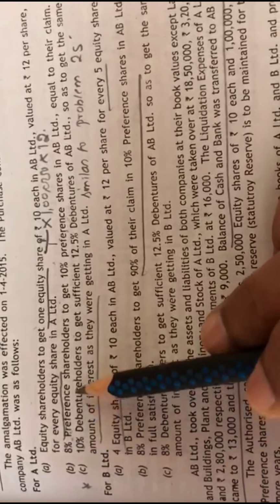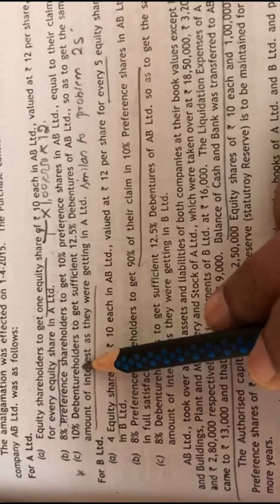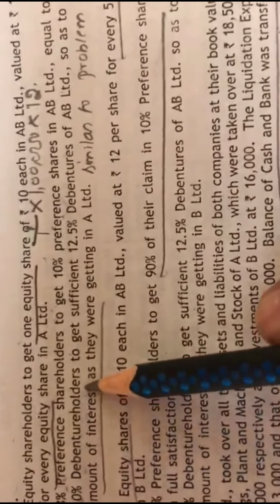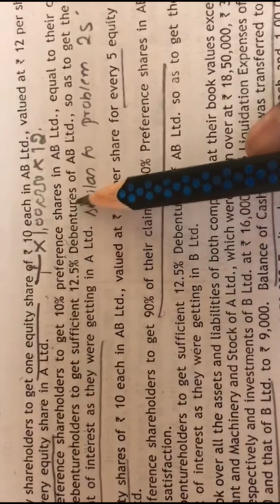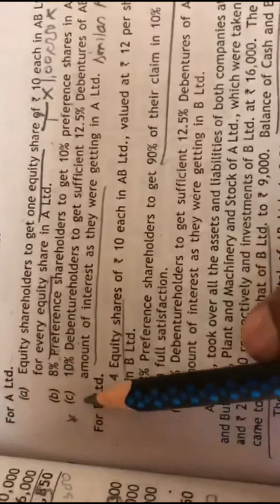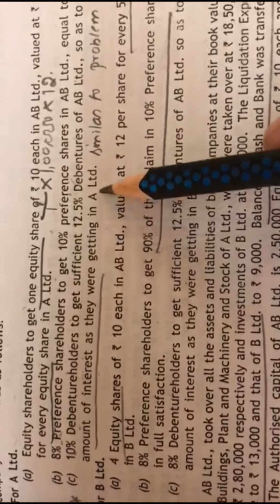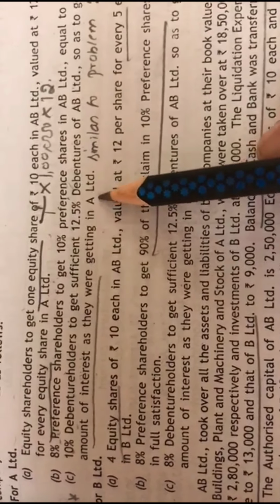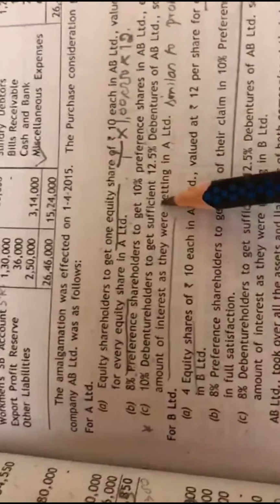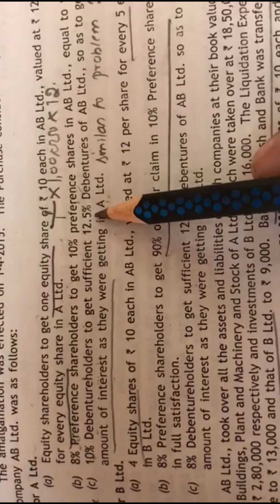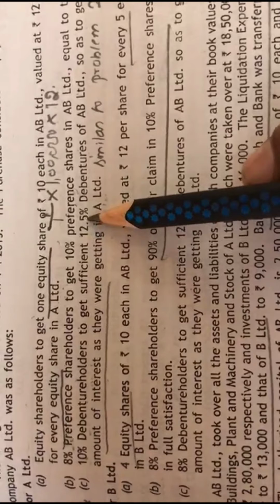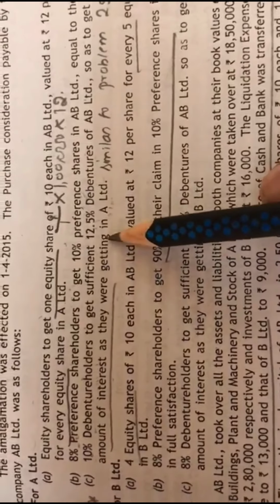And this is the 10% debentures and the interest calculation on debentures, which I have already discussed in the previous problem. So 10% debenture holders get 12.5% debentures of AB Limited, and have to get the same amount of interest as they were getting in A Limited. Earlier I discussed the calculation of the debenture amount in the previous problem. Now what's the percentage? It is converted into 12.5%. That is, 10% debentures are converted into 12.5%, but the rate of interest should remain the same.